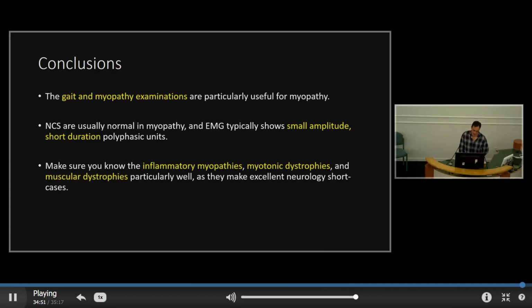And make sure you know particularly well for an exam setting, the inflammatory myopathies, the myotonic dystrophies, and the muscular dystrophies. Those three are very common exam patients. And you'll see them as patients as well pop up once in a while too. Okay, so that, my friends, is myopathy. Thank you very much.